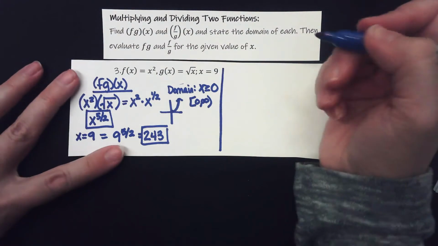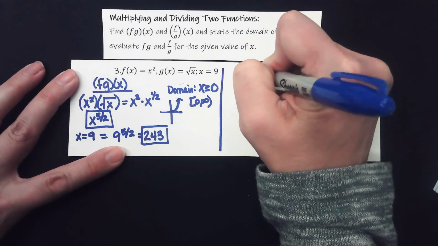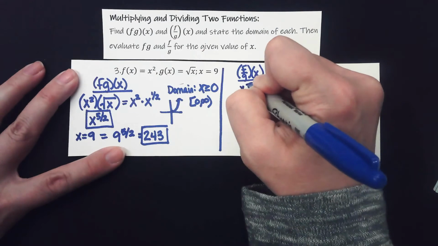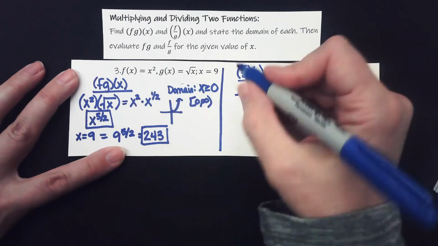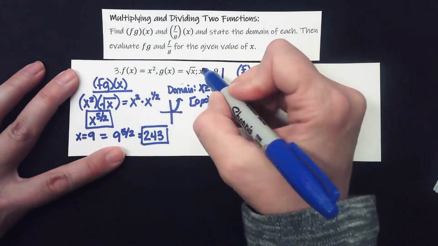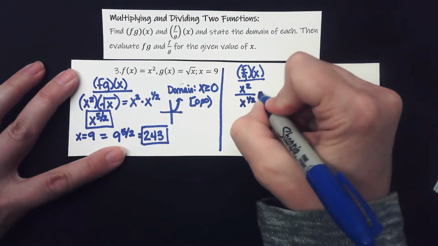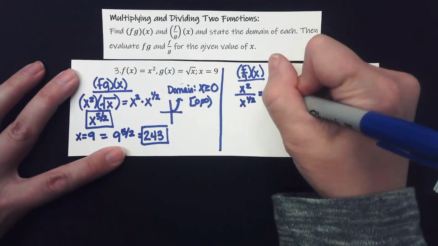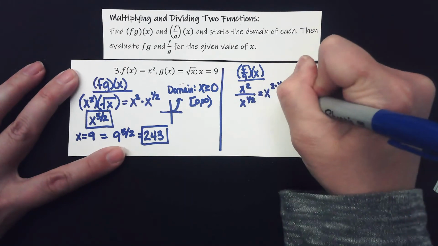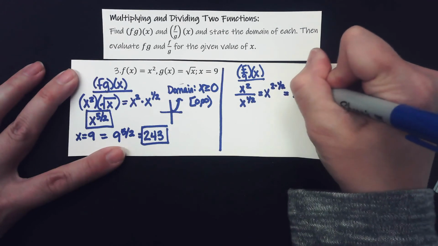So this time we're going to divide. We're going to take f divided by g of x. So I take function f, and I divide it by function g. And I am going to write it again as a fraction. So I'm going to write it as x squared over x to the 1/2 power, because in my exponent properties, that makes it 2 minus 1/2, because it's a quotient. So that gives me x to the 3/2 power.